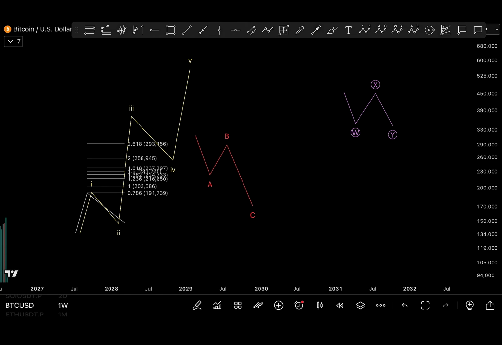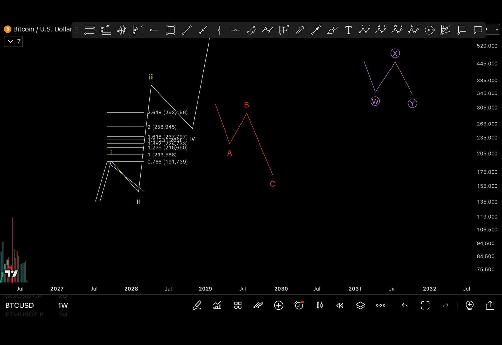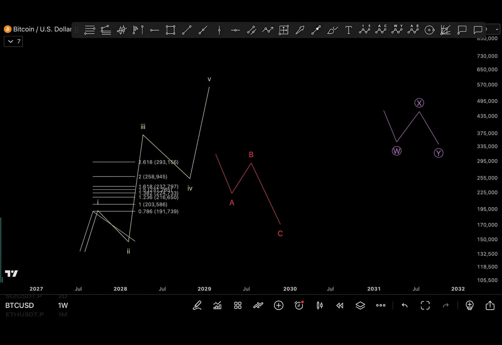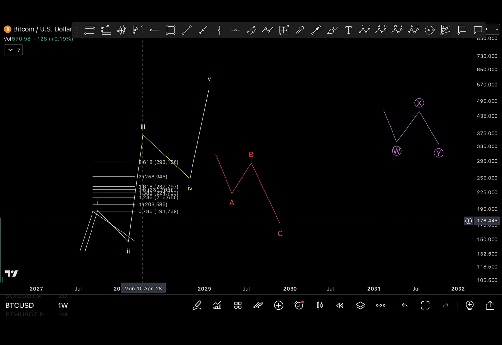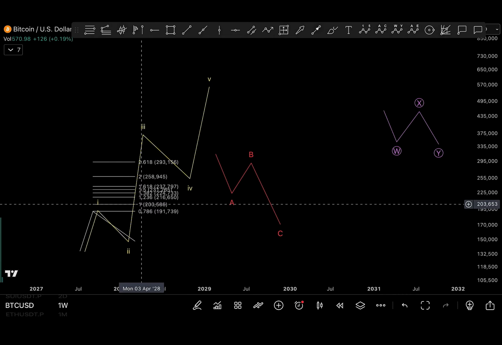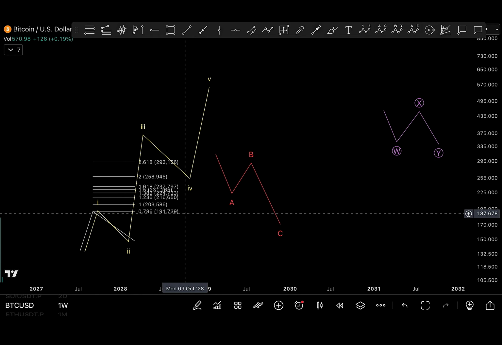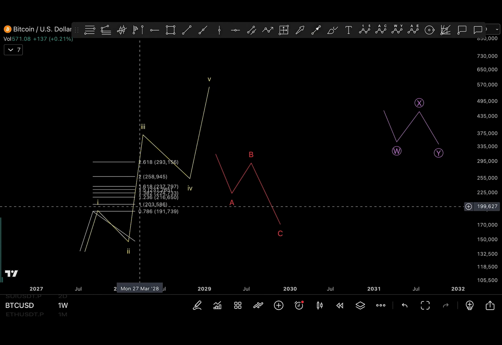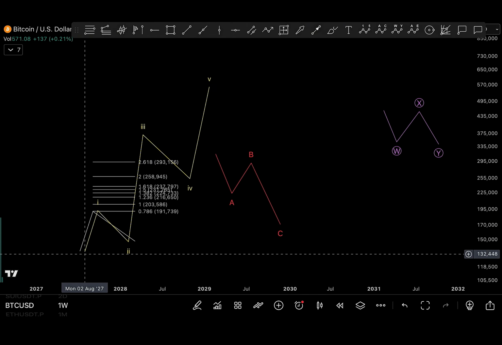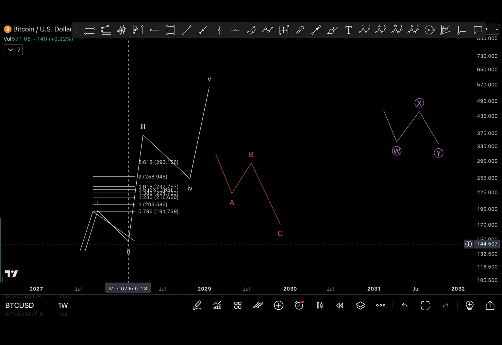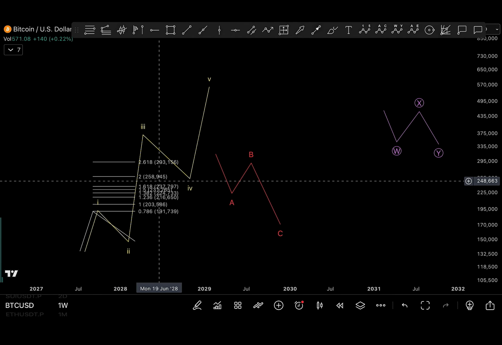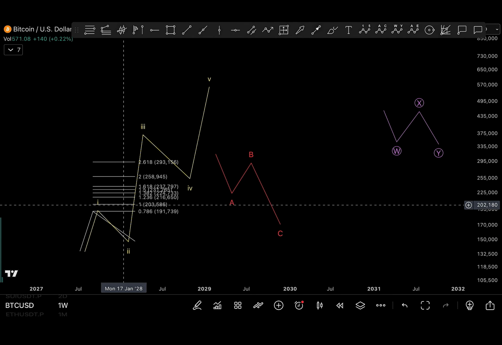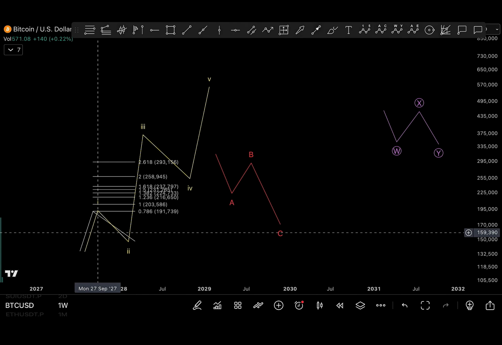Okay, so now that you see this target here, let's zoom in a little bit. So you have different targets here. You have 0.786, 1-to-1, or 0.786 usually for this WXY here. Okay, I will explain later about this. So now the minimum push what we can get for this third wave is 1.618. Okay, because as I said, the third wave cannot be the smallest.